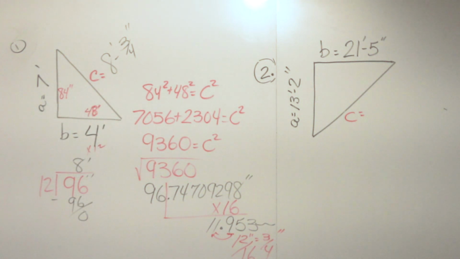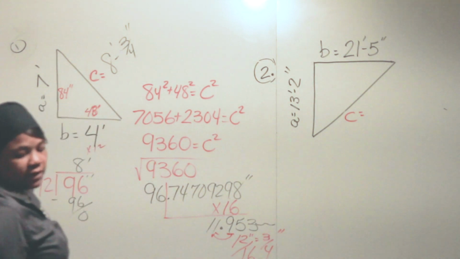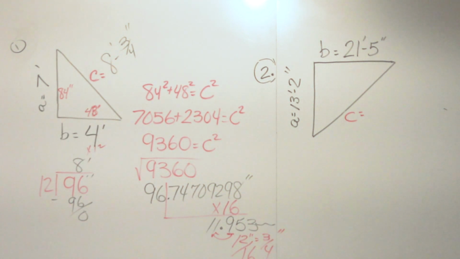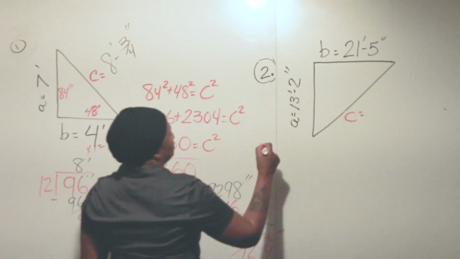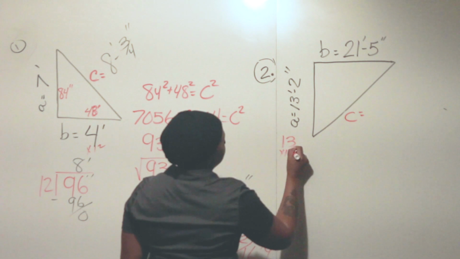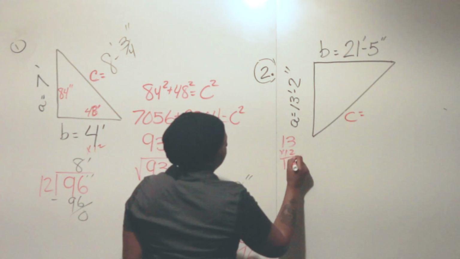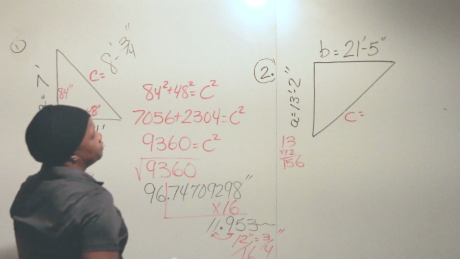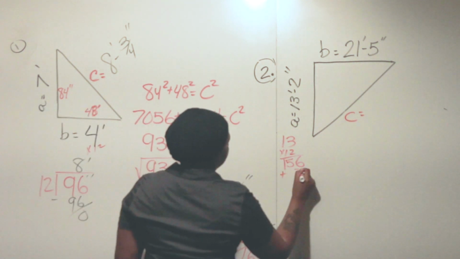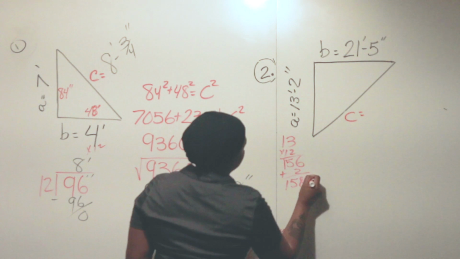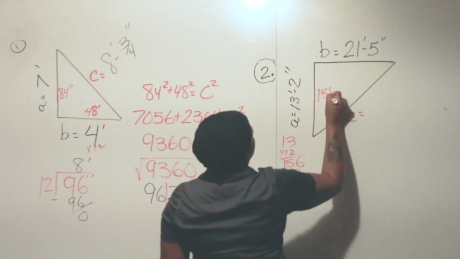So now let's look at the next one. Number 2. We got 13 feet 2 inches for side A. The adjacent side base, which is actually on the top now, is 21 feet 5 inches. First thing we need to do is convert feet to inches. So we're going to take that 13 times 12, which is 156 plus the 2. It's going to give us 158 inches.